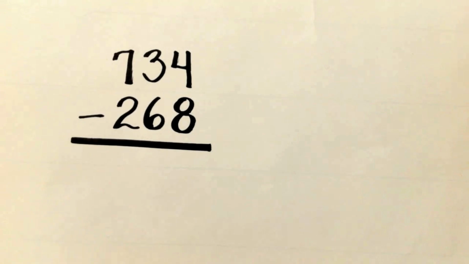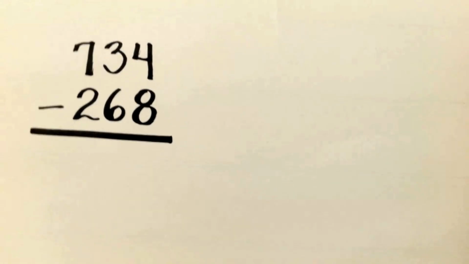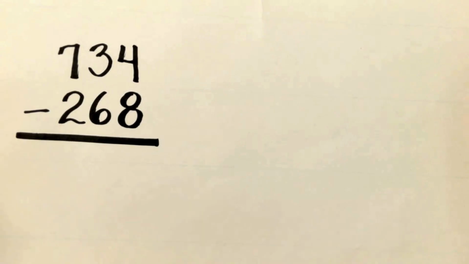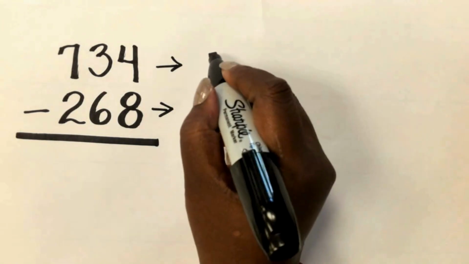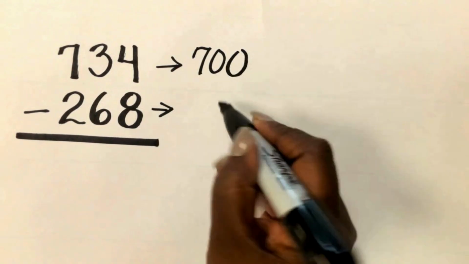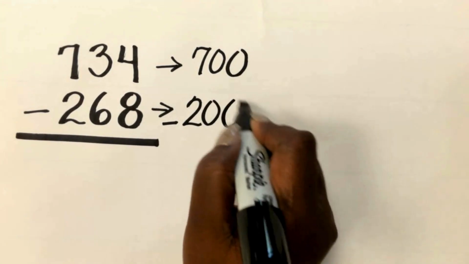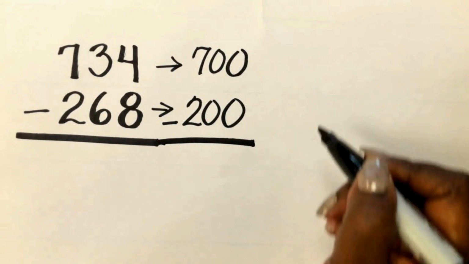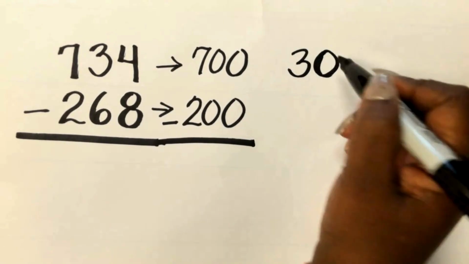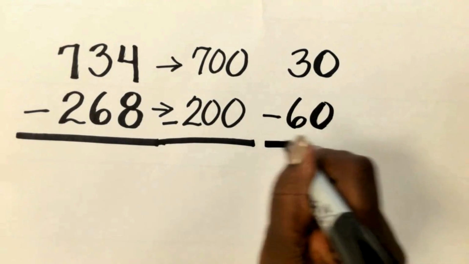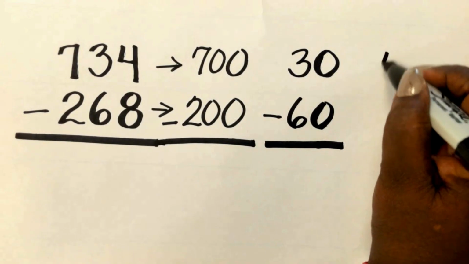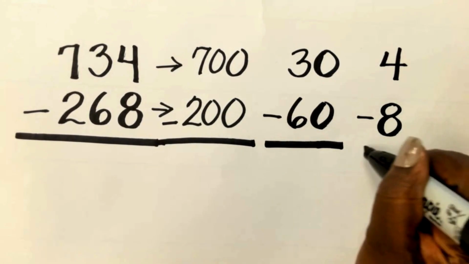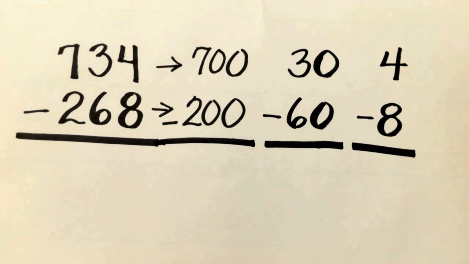Now we are going to take this problem and put it in expanded form. We're going to put our hundreds together, our tens together, and our ones together, just like I showed you in class. But this time we're also going to use our number line. So it's going to say 700 minus 200. Oh, Miss Adams, that's easy. I know. Then we're going to say 30 minus 60. And I know some of you are saying you can't take 60 from 30. Yes, you can. I'm going to show you how. Then we're going to take the ones: 4 minus 8. You ready?